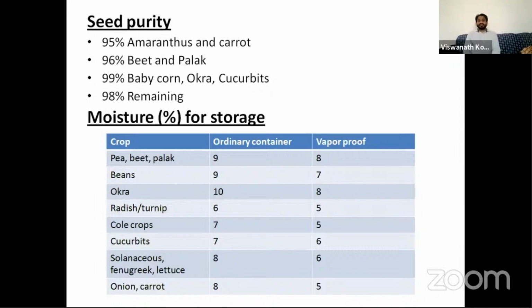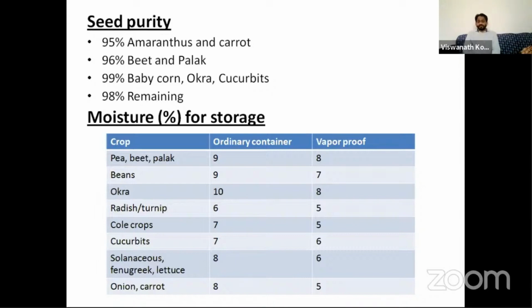The genetic purity is very high in the case of baby corn, okra and cucumber based on seed size. If they ask for inert matter, you just reverse it. If the genetic purity of baby corn is allowed at 99%, then the inert matter is 1%. The allowable inert matter percentage for amaranthus is 5%. Just take 100 minus the genetic purity, and you will get the percentage of inert matter.